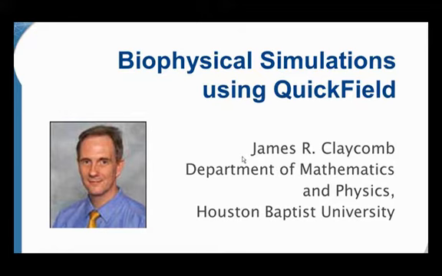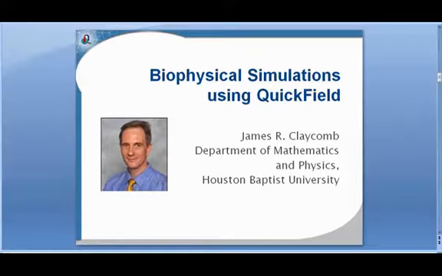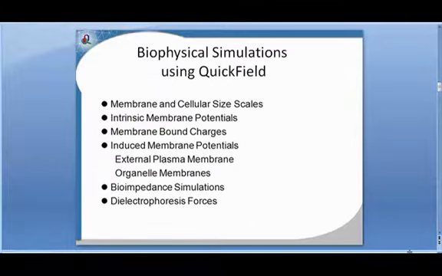Today I'm going to talk about biophysical simulations using QuickField software. As just a basic outline, first we'll be discussing the relative size of cells for biophysical simulation. And it's important because cells are very small objects, and so we'll be using QuickField to be modeling objects that are on the order of microns in size with membrane thicknesses that can just be a few nanometers.